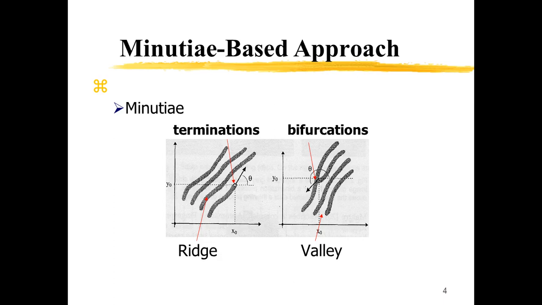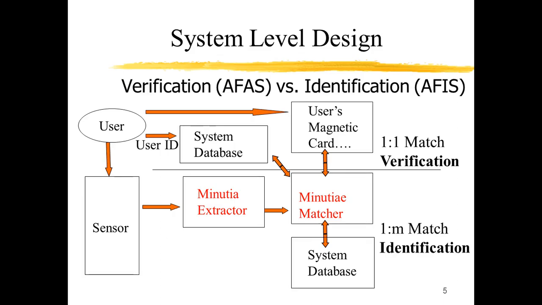So as we can see in this picture, there are basically three parts to a fingerprint. One is a termination, which is the end point of a single ridge, and a bifurcation is where a ridge splits into two parts. And these terminations and bifurcations are known as minutiae. So a system level design of fingerprint recognition is as shown.